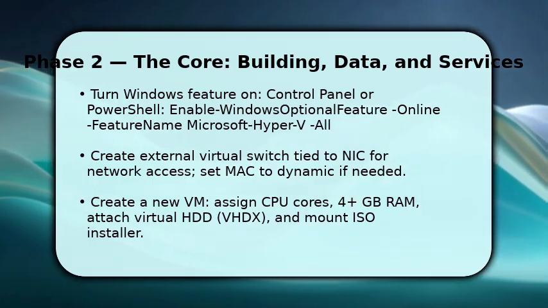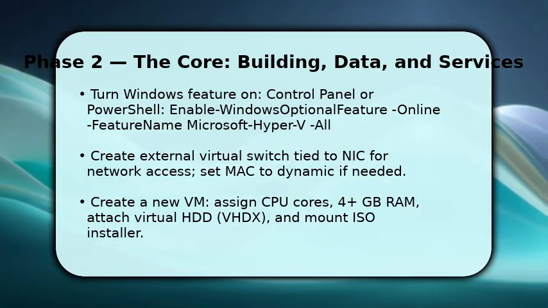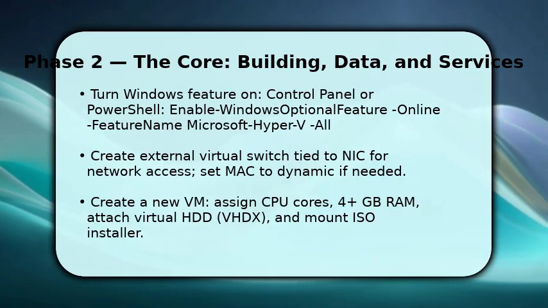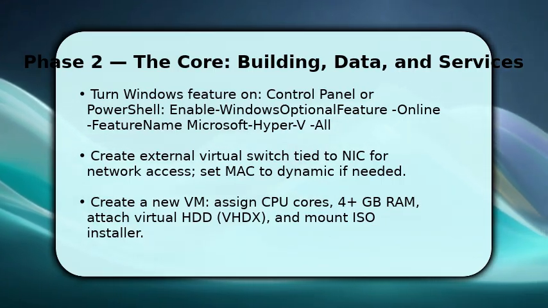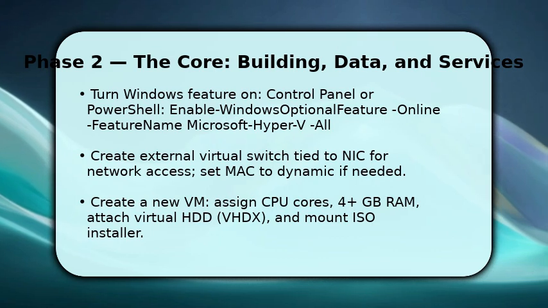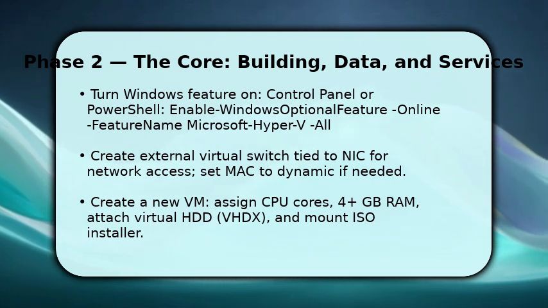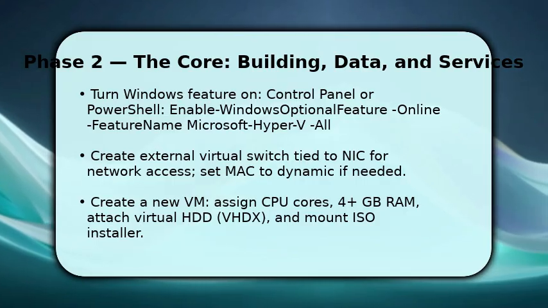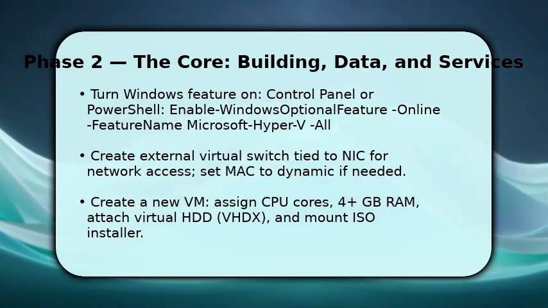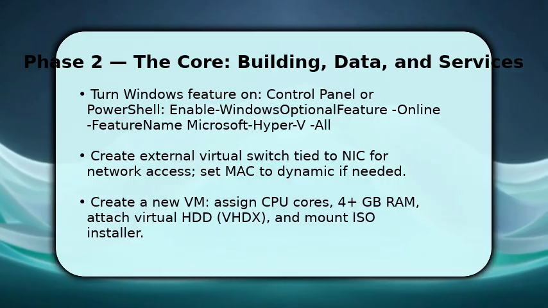After that, create a new VM. Pick Generation 2 for UEFI boot, assign CPU cores and 4+ GB memory. Create a VHDX of at least 20 GB and attach the OS ISO. This sequence ensures firmware, networking, and storage align correctly.